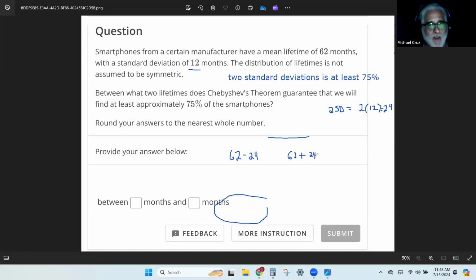So at least 75% is going to be between two standard deviations. There's really only two of them. There's two standard deviations, and three standard deviations is 89%.